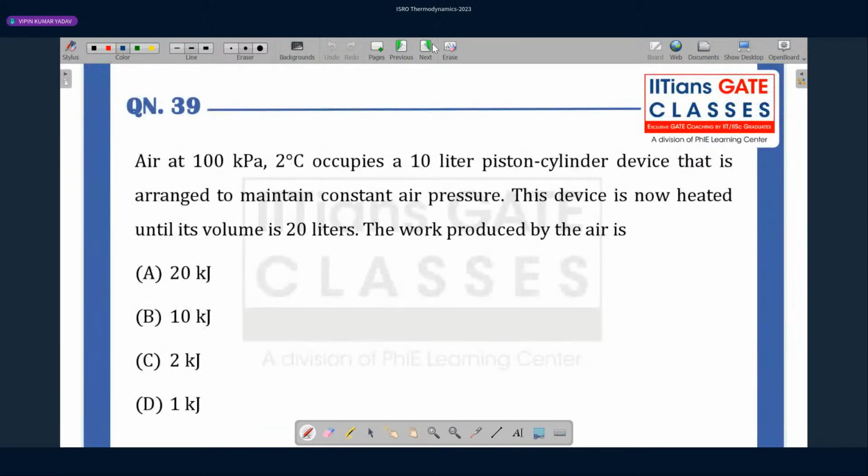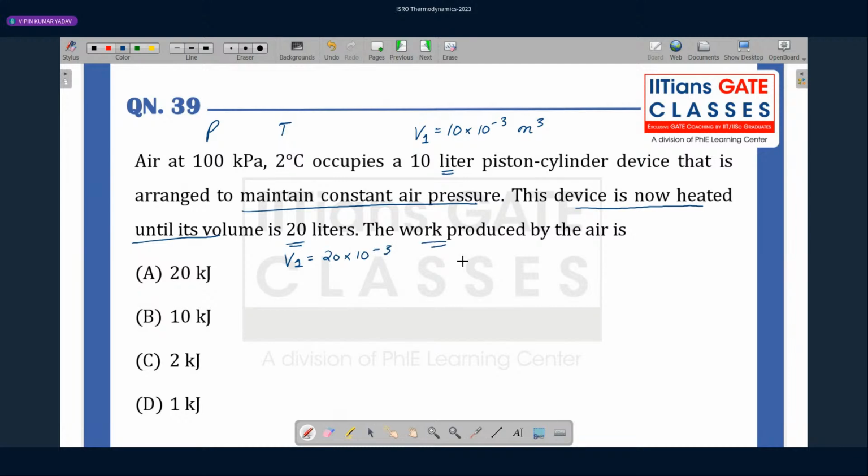Air at 100 kilopascal. So what is this? This is pressure. This is temperature, 2 degrees Celsius, and this is your volume V1. It is in liters. Let me convert into meter cube. A piston cylinder device is arranged to maintain constant air pressure. Constant air pressure means pressure will remain the same, pressure is not changing. Now we start heating until the volume is doubled. So this is your V1, and volume is doubled, 20 into 10 to the power minus 3. Work produced by the air is?